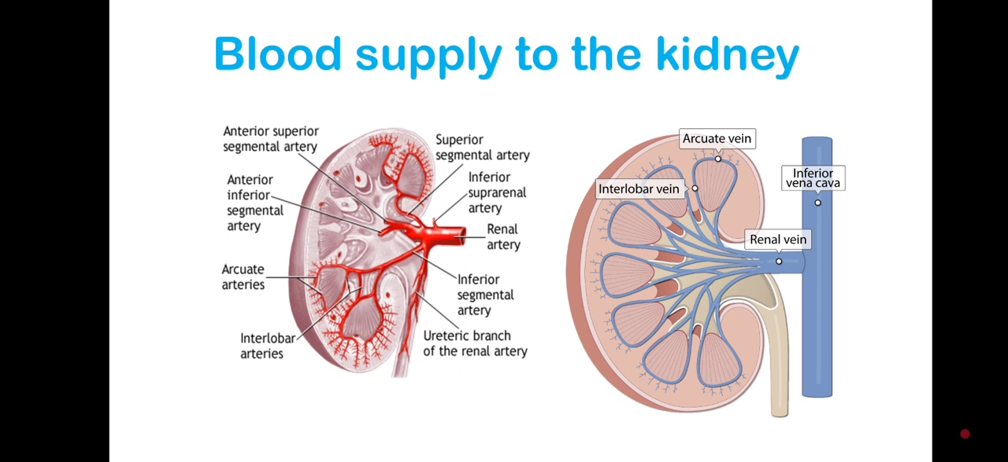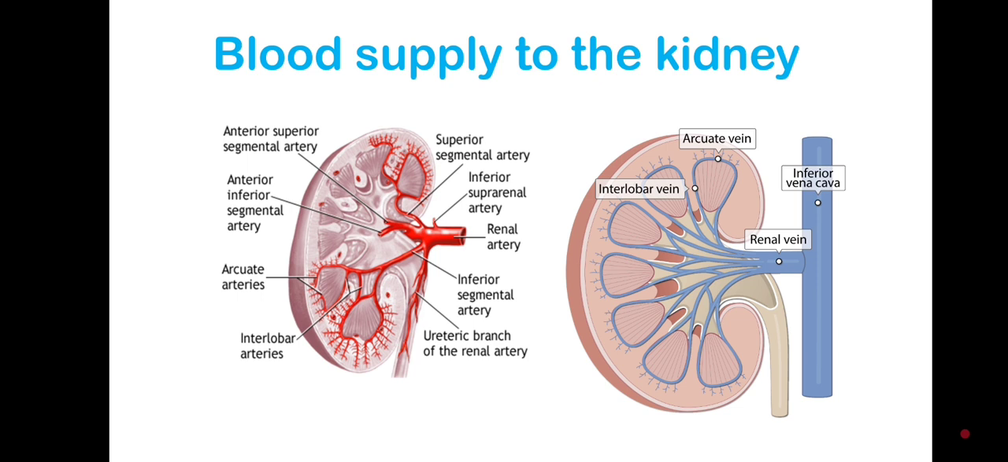Then these segmental arteries are further divided into interlobar arteries. These interlobar arteries run between the renal pyramids. Then they further divide into interlobular arteries and supply the nephron. There you can see the arcuate arteries. These arcuate arteries lie in an arch over the base of the renal pyramids.